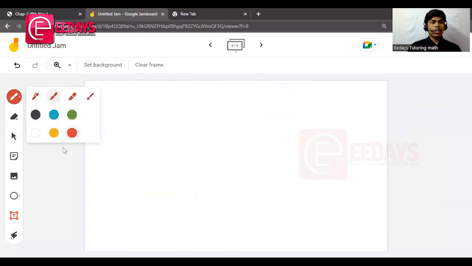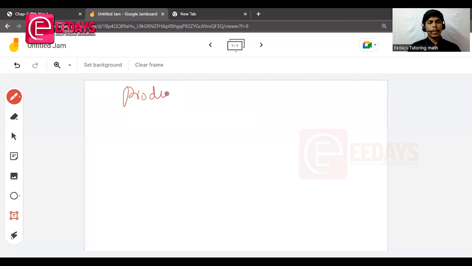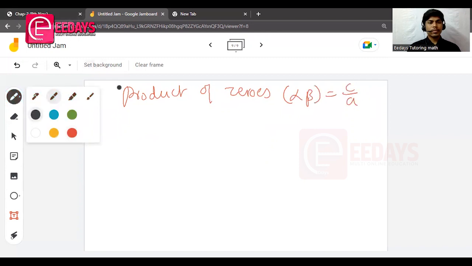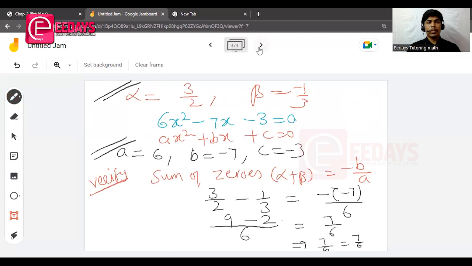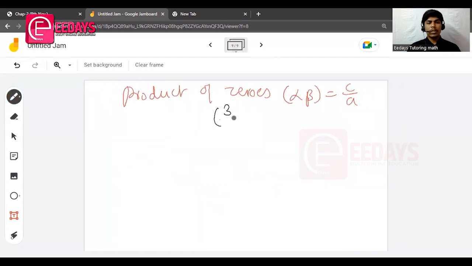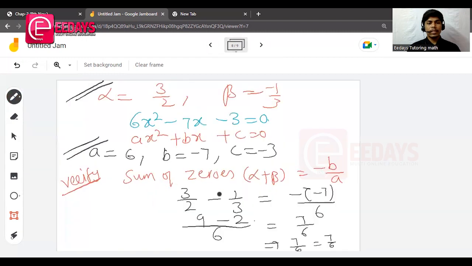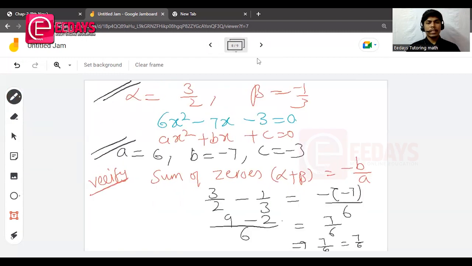Now let's do the product of zeros. Product of zeros, that is alpha into beta, is equal to c by a. What is alpha beta? 3 by 2 into minus 1 by 3 is equal to c by a. C by a is nothing but minus 3 by 6.